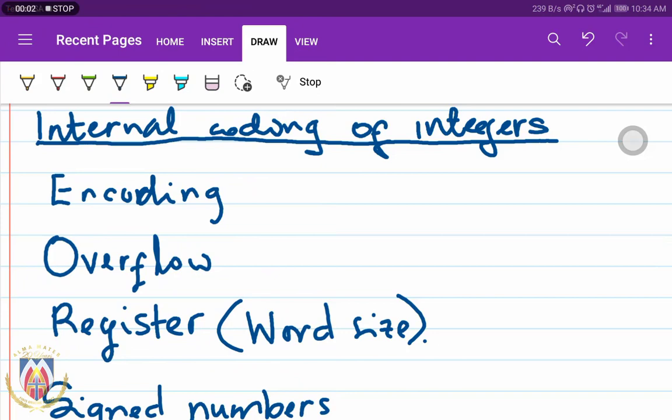Hello everyone. Today I'm going to make a video on the internal coding of integers, especially looking at negative numbers. Before I get into the coding of negative numbers, I want to give you a few definitions of some important terms which you may come across whilst reading any text, and they may be confusing. So I just want to make sure I clear them up to make your reading and studying easier. I'm going to start with the word encoding.